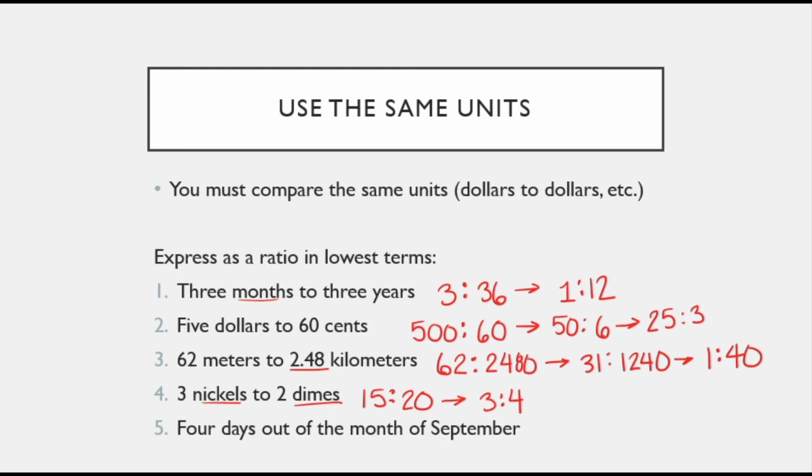The last one requires you to know how many days are in a month. There are 4 days in this month, which has 30 days. So we start with 4 to 30. We reduce it to 2 to 15, and we're done.